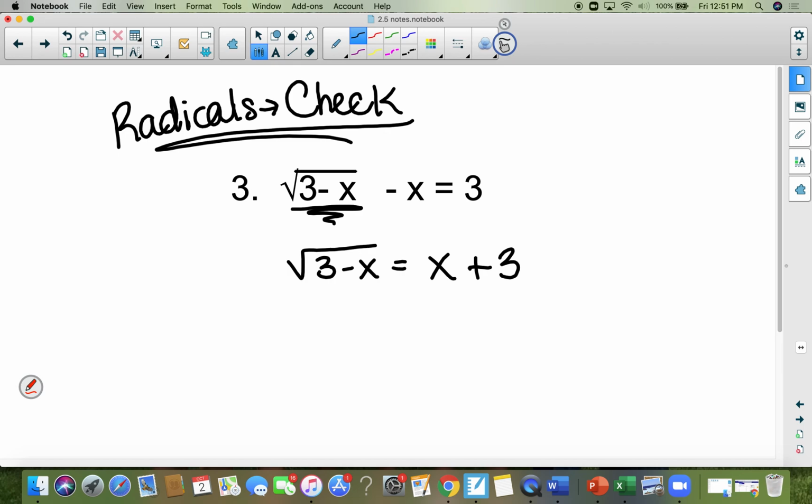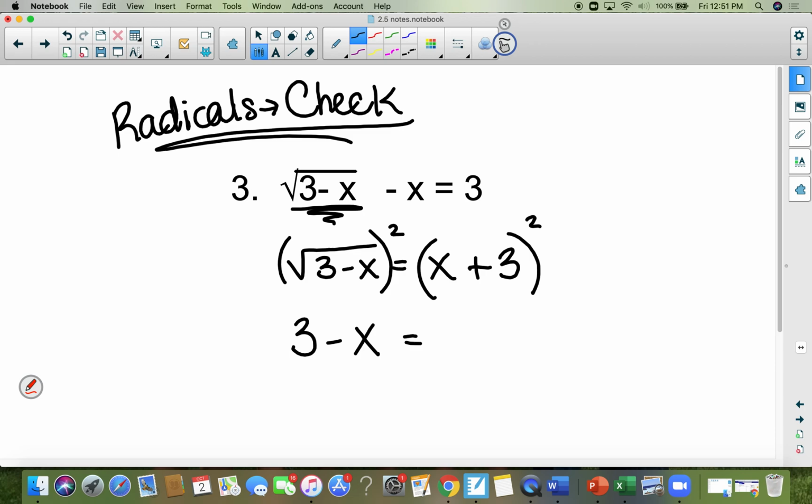Now that I added x to both sides of the problem, I'm going to square both sides of my problem. Take this side and square it, and this side and square it. If you take the square root of something squared, they negate each other, so it'd just be a 3 minus x on the left-hand side.